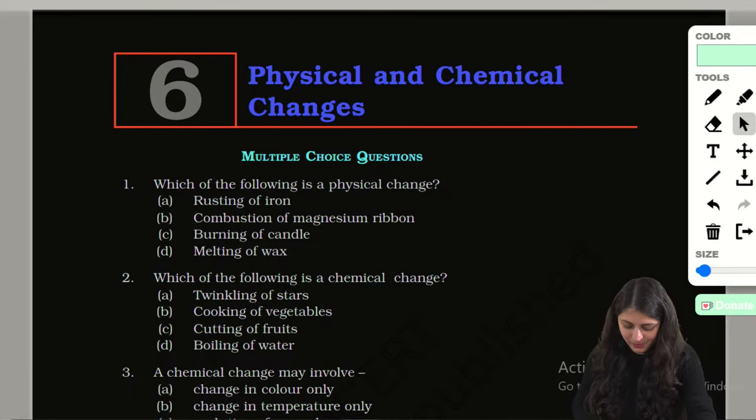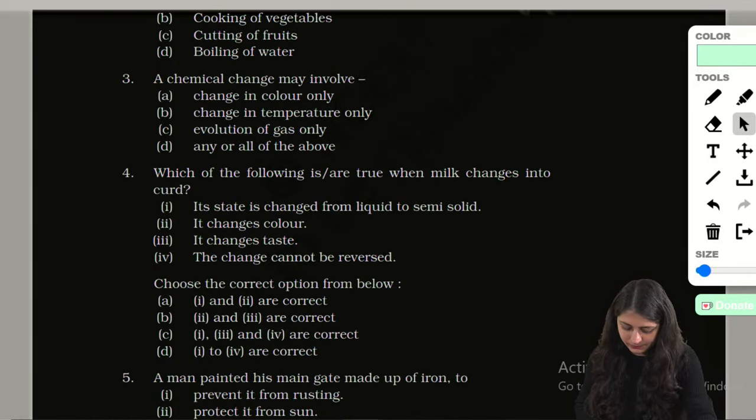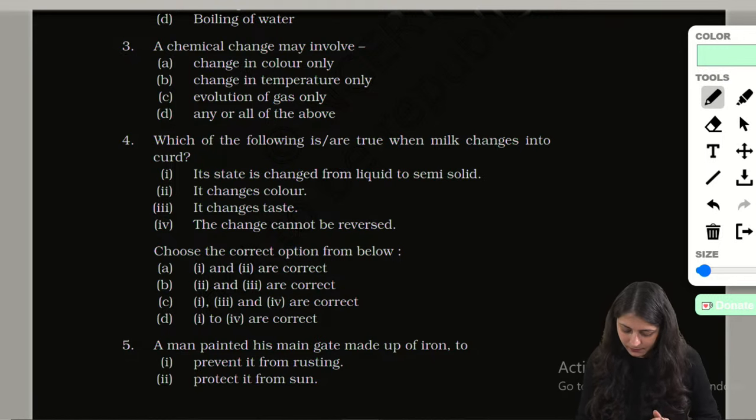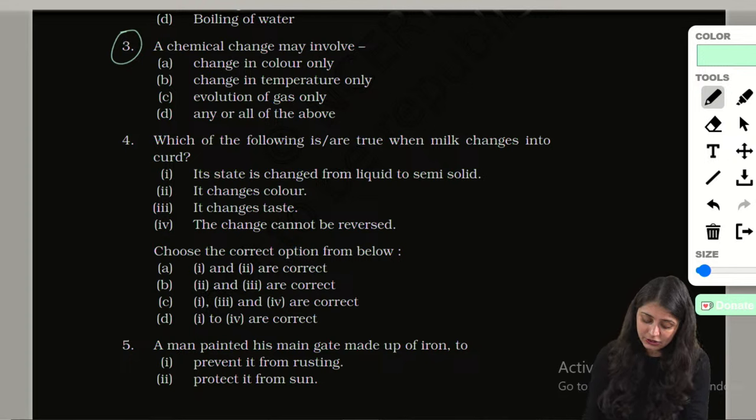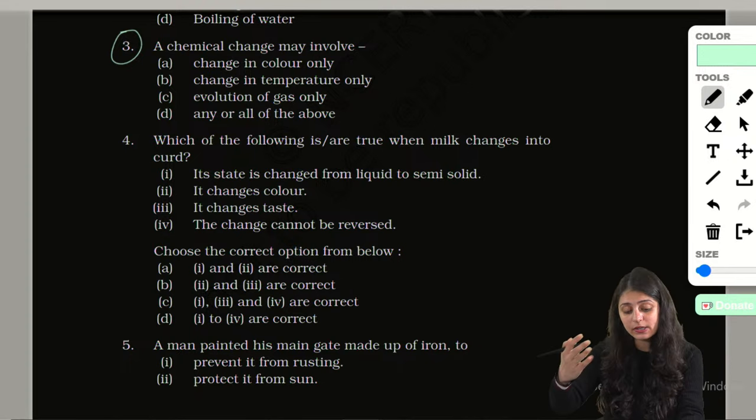चलिए, मूविंग ऑन टू क्वेश्चन नंबर three. Let's see what the question says. A chemical change may involve change in color only, change in temperature only, evolution of gas, any of the above. Kya hone wala hai? Bataiye. Chemical change mein, in charo mein se, what is going to happen?